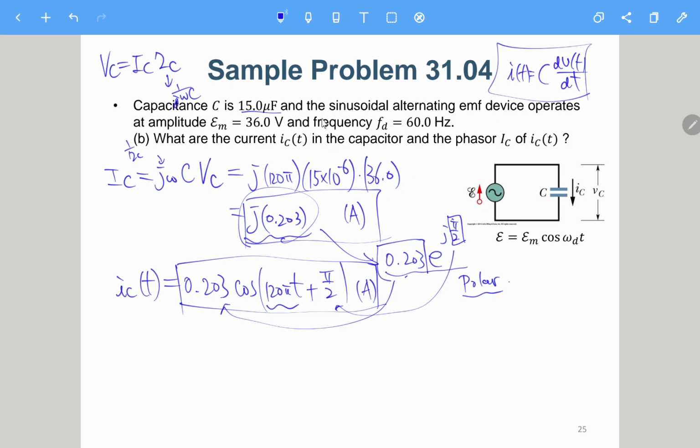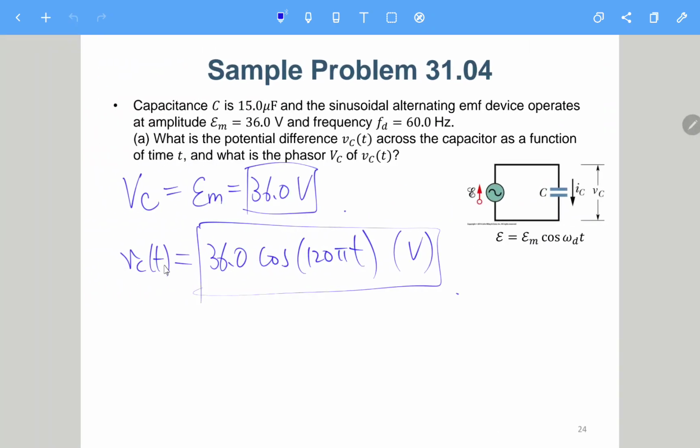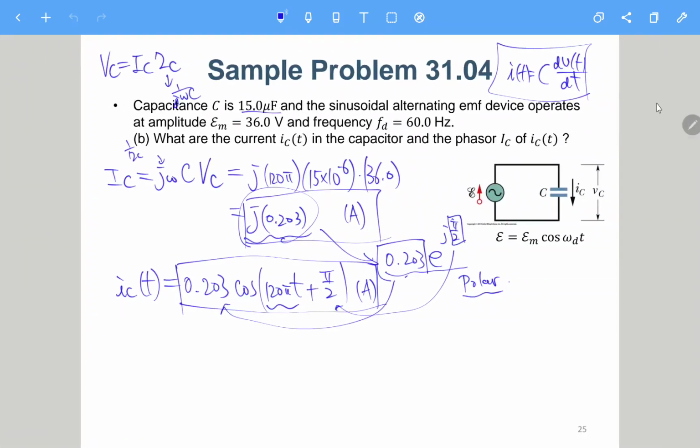Of course, if you want to verify it, you can plug in VC of t equals this one, and finally you will get the same answer.